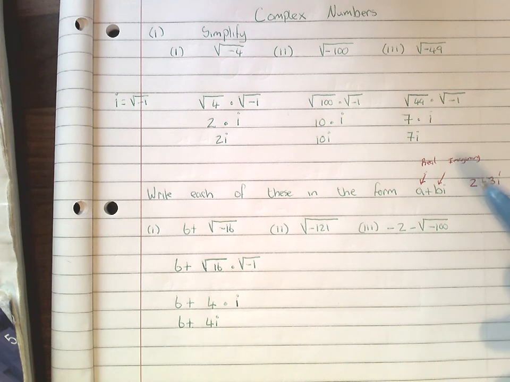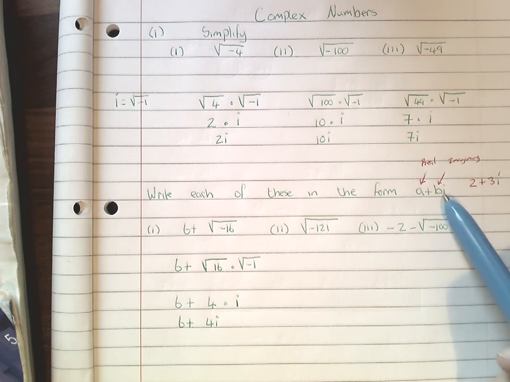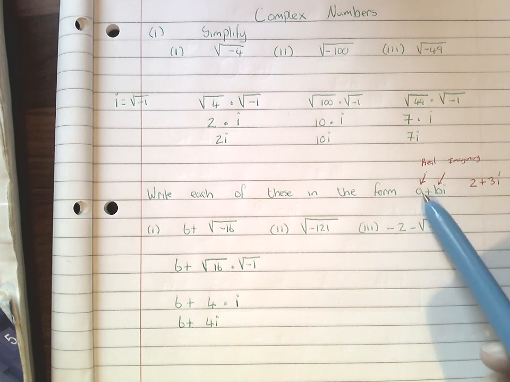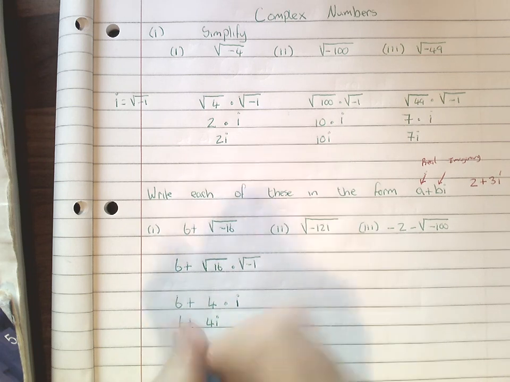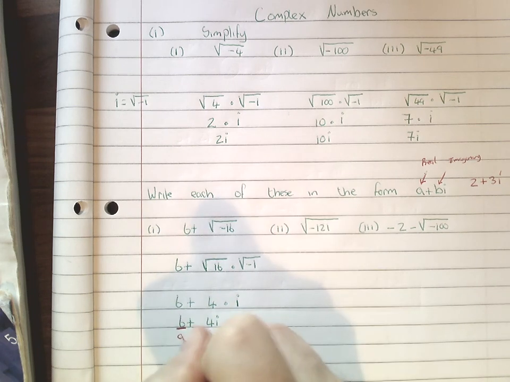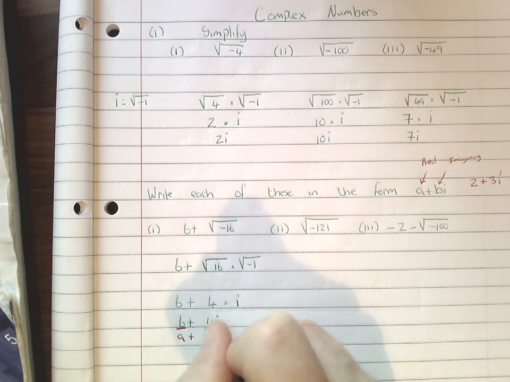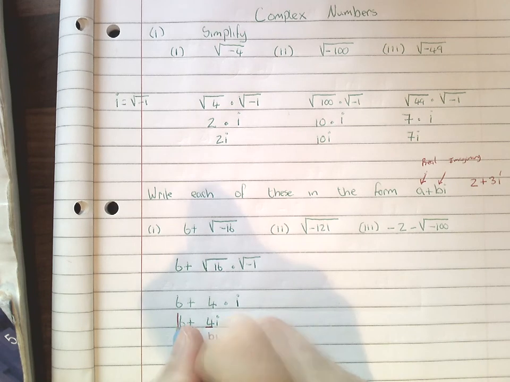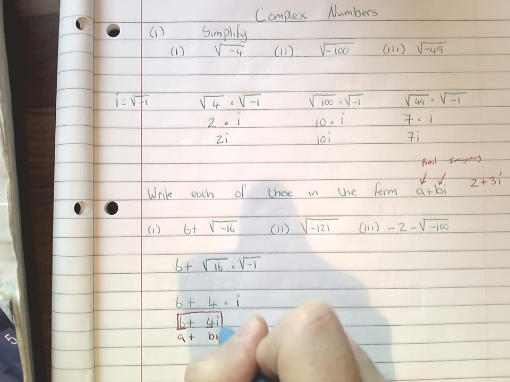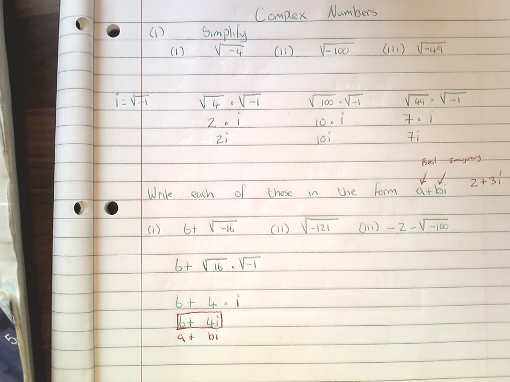So again, the question asks you to write it in this form, a plus bi. So a is the real part and b is the imaginary part of the number, okay? So if we look at this here, this 6 is going to be A, and this 4 is going to be B, and then you have the I there like so. So again, this is your answer here. Okay, so that's that one.